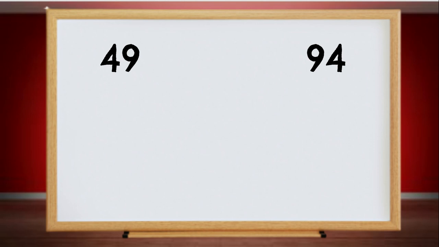49 and 94. When we're comparing numbers that are two-digit, we want to focus on the first digit, which is the tens place. The first digit in the front, we're going to notice which one of those digits is greater and which one is smaller. If you guys said that this side is larger or greater and this side is smaller or less, you are correct. So that means that 49 is the less one. 94 is the greater than.